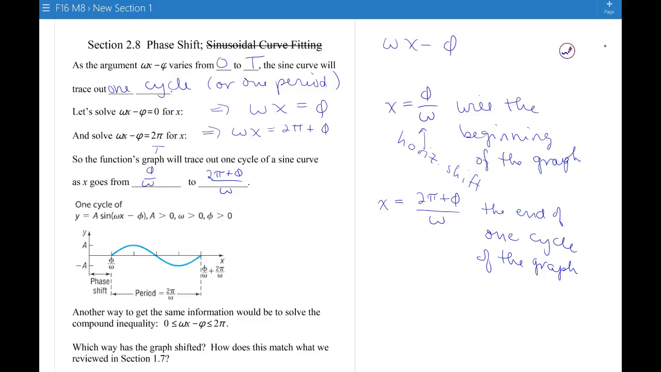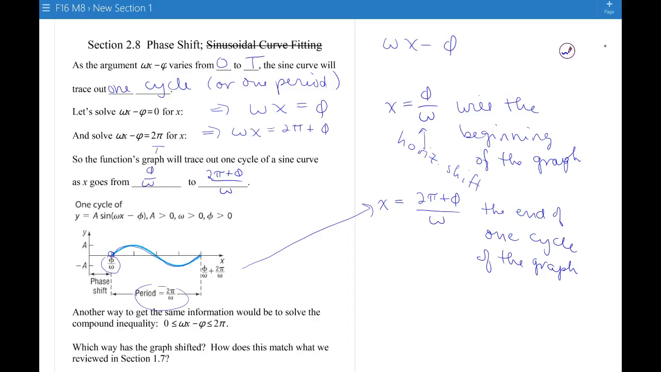So here's a picture of it, it's called the phase shift. So the phase shift is this phi over omega quantity. So see how the graph now starts at phi over omega. It still does its one cycle in a width of 2 pi over omega. And then the cycle ends at phi over omega plus 2 pi over omega. See how these are the same. Another way to get the same information would be to solve this compound inequality. So we just solved it in two pieces.